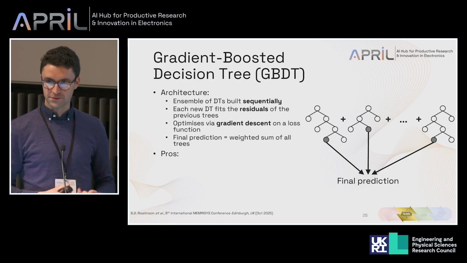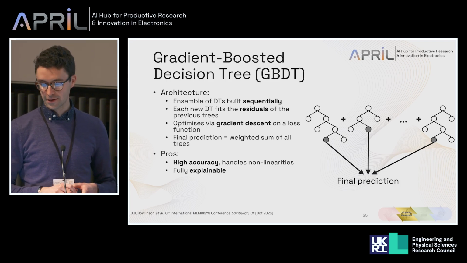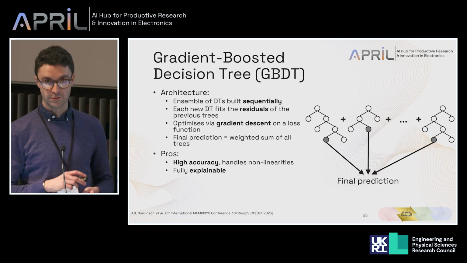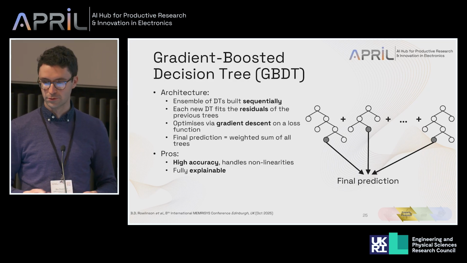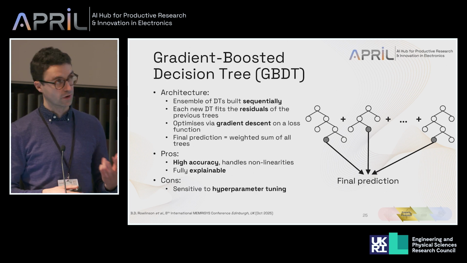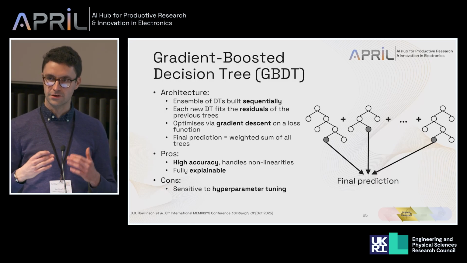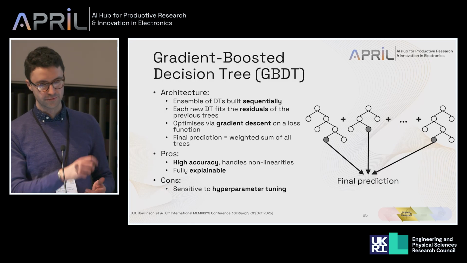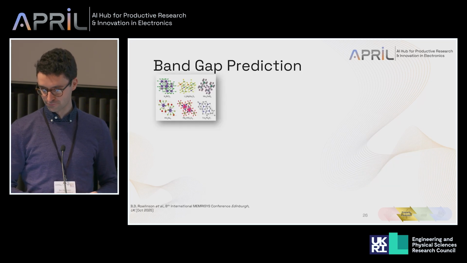This is quite robust for this kind of problem, because they're high accuracy, they handle non-linearities well. They are also fully explainable, so each time you make a new leaf in this tree, the decision is fully interpretable by a human. The cons of this particular approach are they're quite sensitive to the hyperparameter tuning, including the learning rate and the number of leaves and trees that we fit. So that leads to a risk of overfitting.